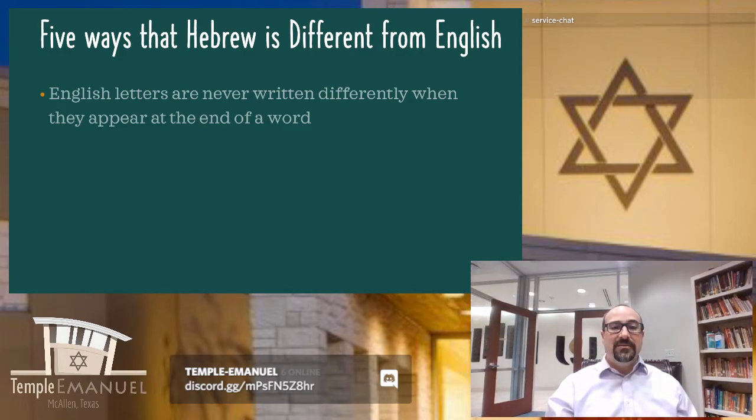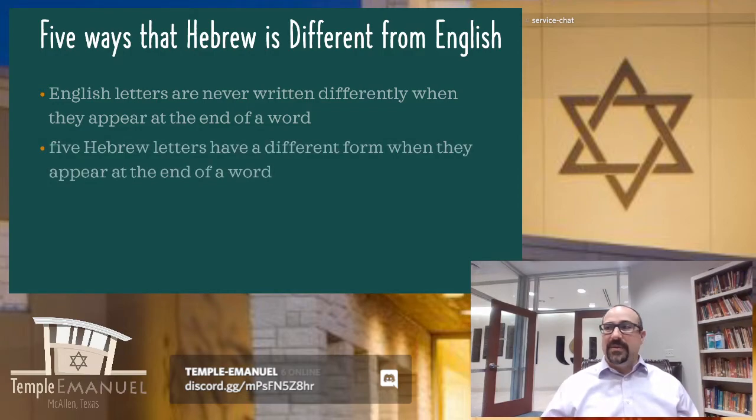Next, English letters are never written differently when they appear at the end of a word. A letter, no matter where it shows up in a word in English or Spanish, looks the same way. But when you spell words in Hebrew, there are 5 Hebrew letters that are different and have a different form when they show up at the end of a word.